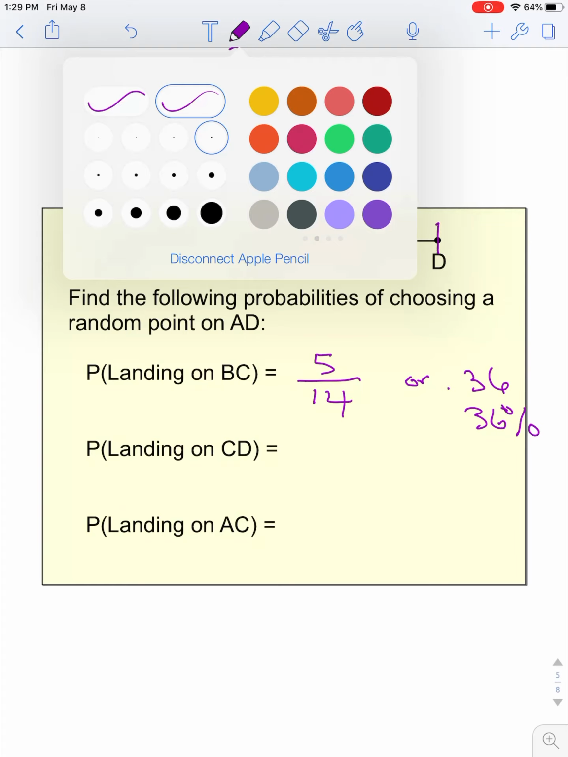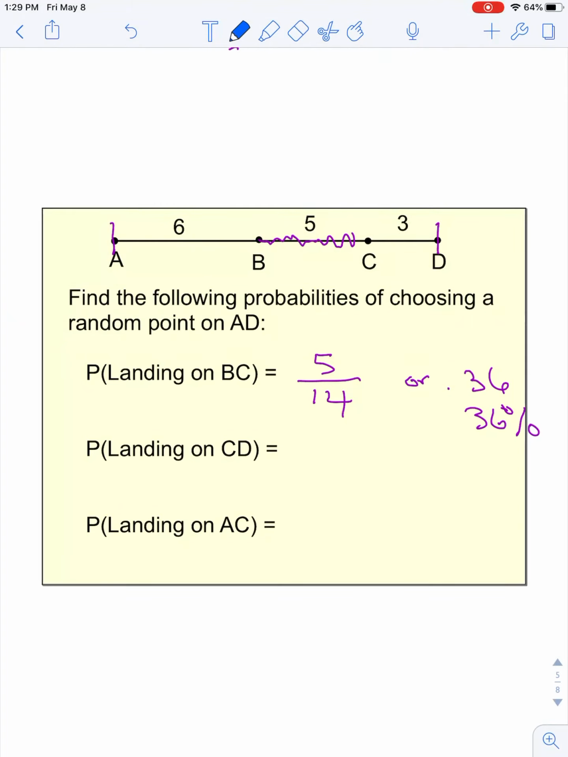Okay, see if I can get another color here. I'm not having much luck. Okay, there we go. All right, well, what's CD? CD right here. What's the probability that it lands on CD? That would be 3/14. And the probability that it lands on AC?